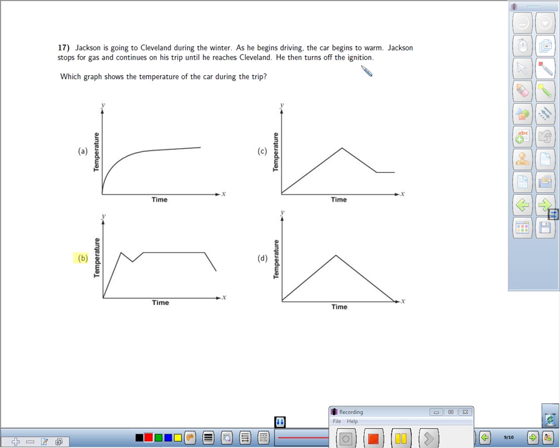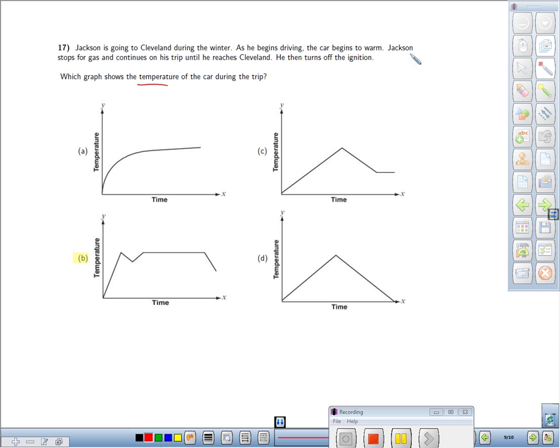He then turns off the ignition. Which graph shows the temperature of the car during the trip? Well, notice we've got temperature on each y-axis over time. So let's think about it. As he begins driving, the car begins to warm up. Well, notice all of the graphs show the car warming up. So that really doesn't help us.